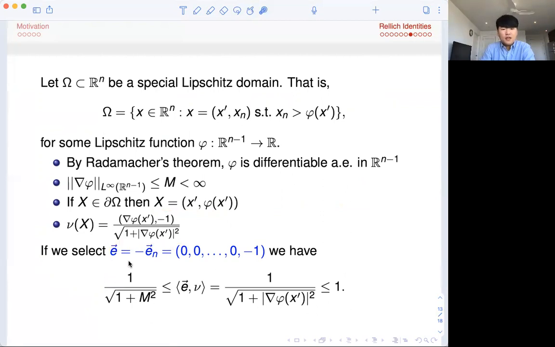And if you select the vector E as negative En, which is the negative nth standard unit vector, then the inner product between E and nu is going to be the product of the nth component, which is this. And the denominator is greater than or equal to 1, so this is going to be less than or equal to 1. And by the second item here, this is going to be greater than or equal to 1 over the square root of 1 plus M squared. So we have transversality to the boundary of omega, and the inner product between E and nu is comparable to a constant.